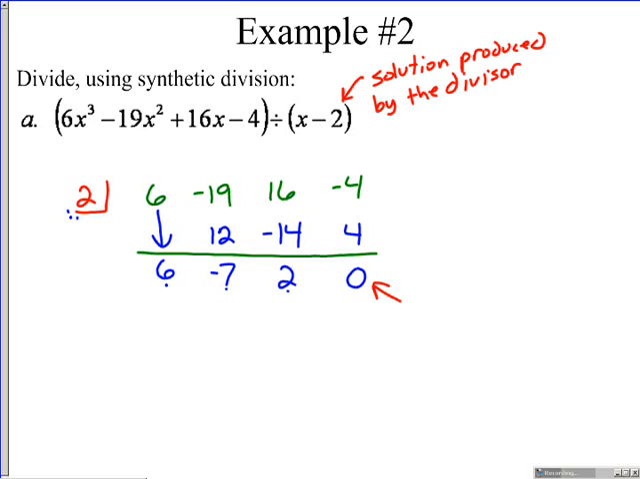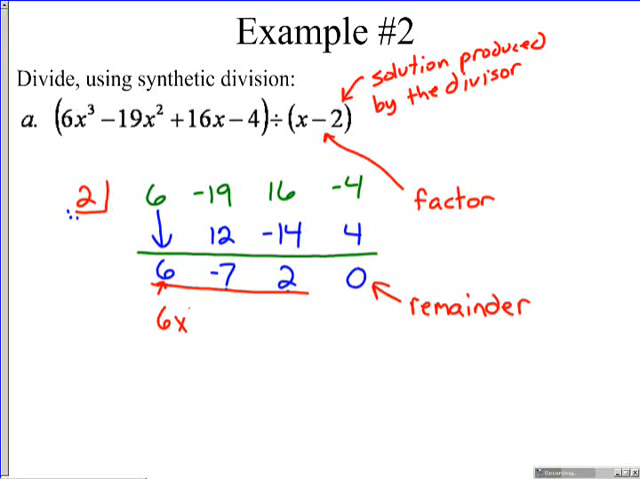This last number in our synthetic division always represents whatever your remainder is. Because we have a remainder of 0, that tells us again that this polynomial is a factor of what we divided by. What these numbers here now represent is the new polynomial that we get through the division process. This polynomial will always be 1 degree less than what we started with. So we started with 6x cubed. This is going to represent 6x squared minus 7x plus 2.